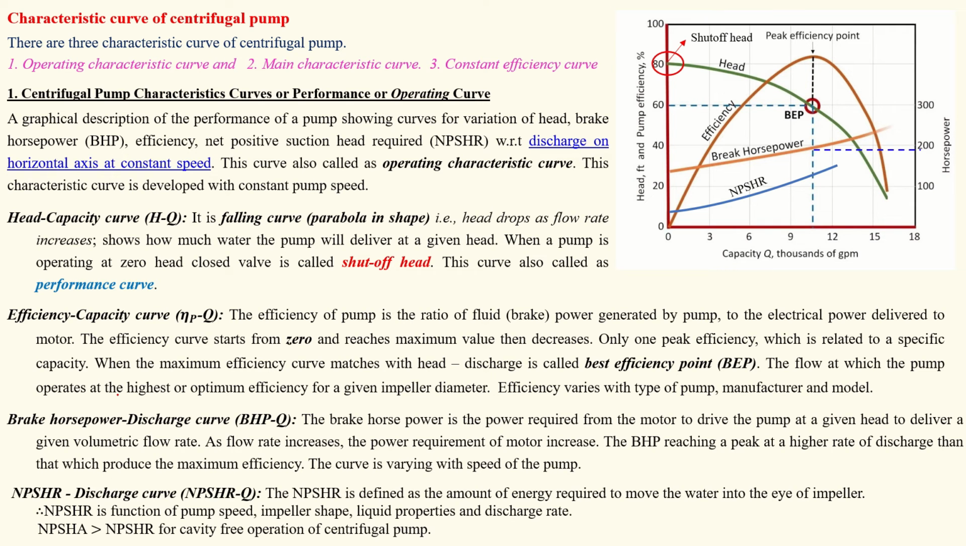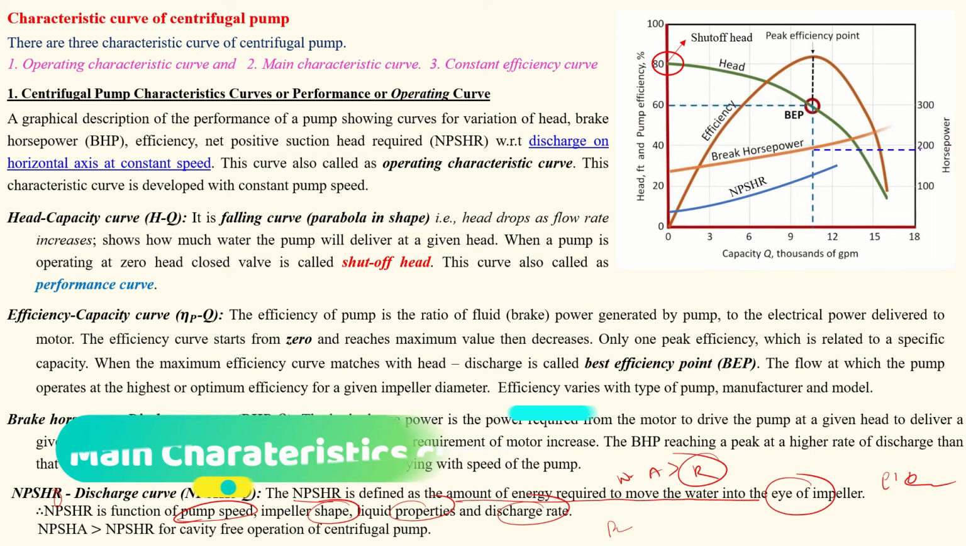And the last one is your net positive suction head required. It is the energy available at the impeller so that water can come into the impeller. That is the net positive suction head required. It defines the amount of energy required to move the water into the impeller. So that is the energy or head availability at your impeller. This required value is a function of pump speed, impeller shape, fluid properties and discharge rate. This depends on your pump factors. For cavitation-free operation, we always need the net positive suction head available to be more than required. It should be more. This is the most important point. So this is the simple characteristics curves of your centrifugal pump.